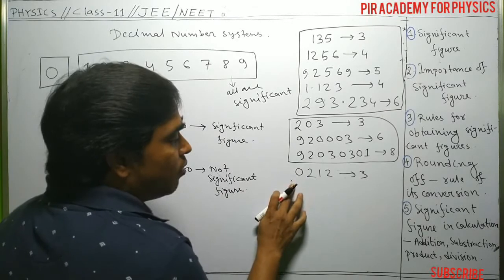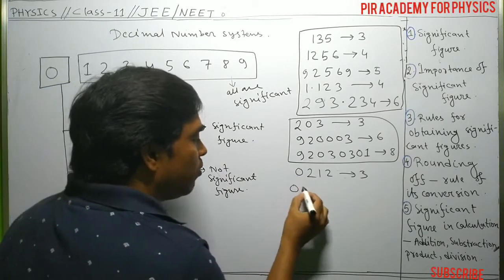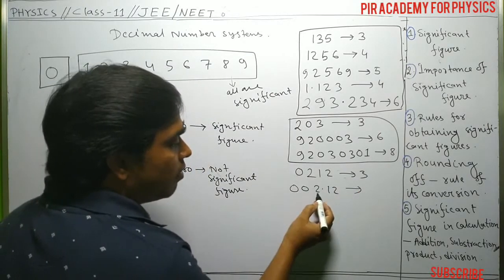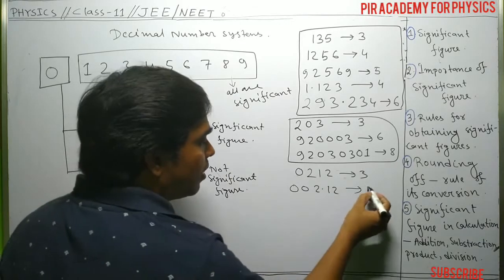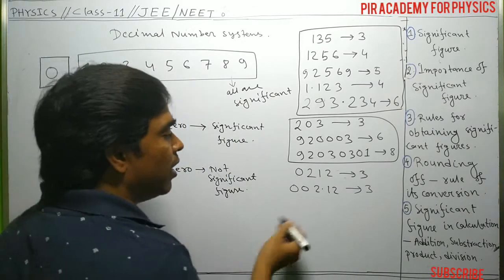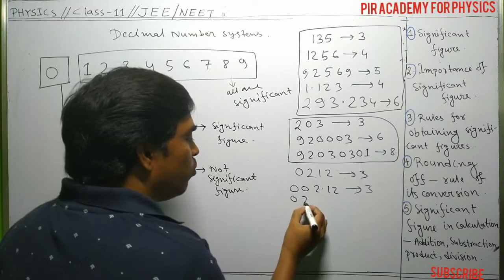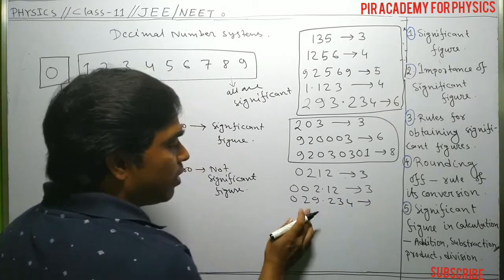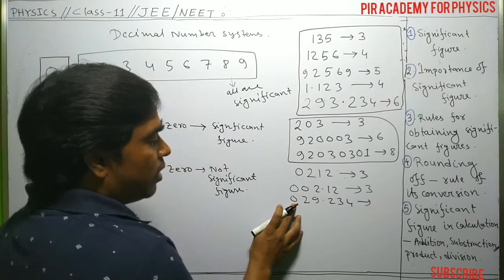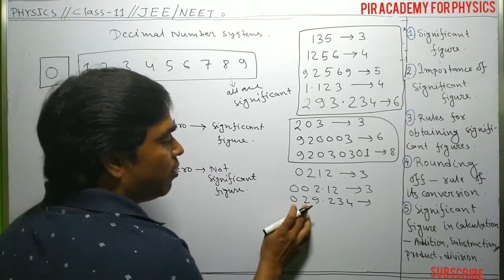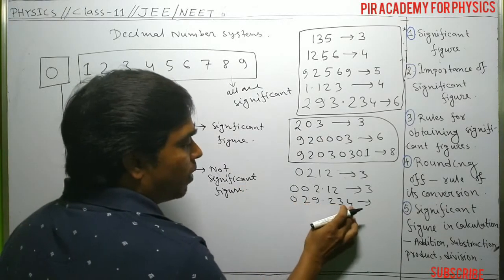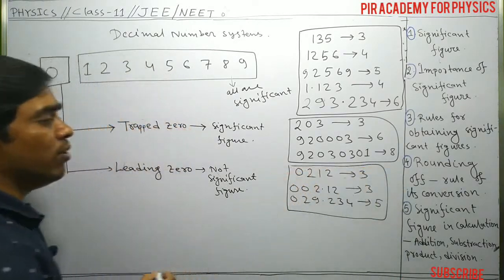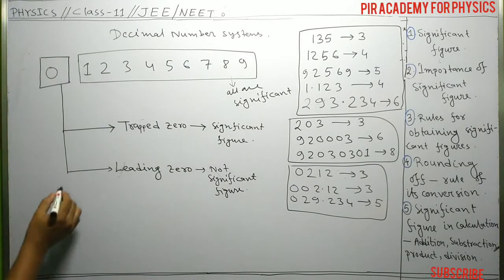Here this 0 is not a significant figure. You see that 0, 0, 2.12. Then these 0s are not significant figures. Here it is 2, 1, 2, so the number of significant figures is 3. If you see 0, 2, 9.234, here the leading 0 is not counted. That's why it is 1, 2, 3, 4, 5. The number of significant figures is 5. That means a leading 0 is not a significant figure.